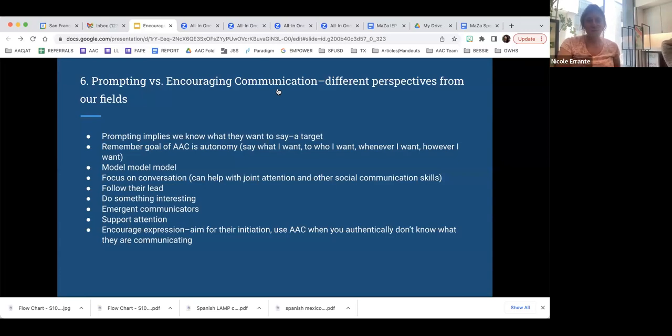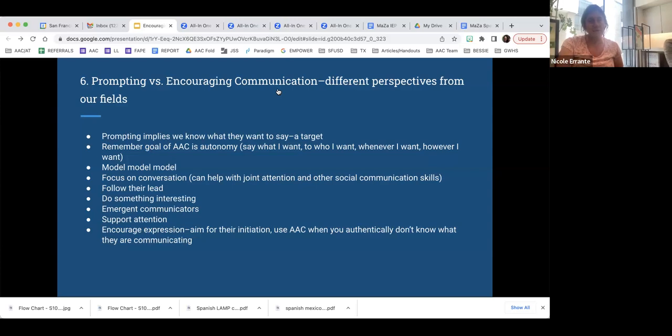Do something interesting. For the kids who might not be using the device, say you're playing with cars on a ramp and you're modeling go, or you're modeling the colors. And we want them to label the colors or say go or say car. If you do something interesting, maybe like, oh, my car, oh no, and have it flip over and model, oh no, on the device, that might encourage them to communicate if they think it's funny, versus prompting them to say what we want them to say, which is go car or colors.